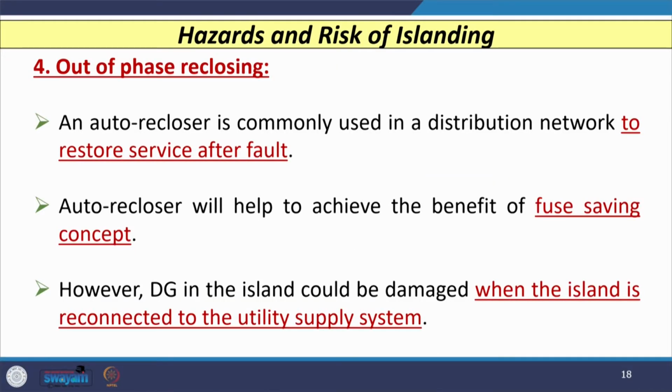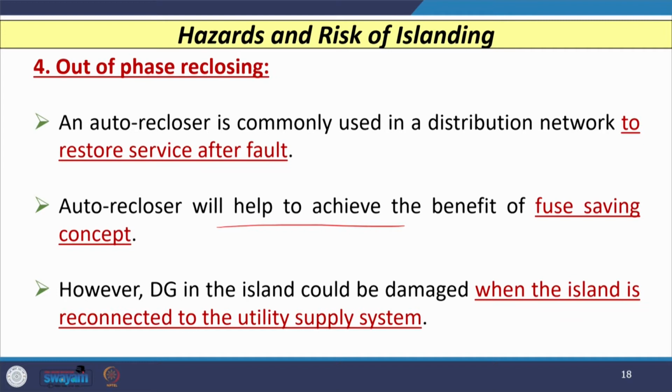The fourth important issue is the out of phase reclosing. We know that auto reclosers are widely used in distribution networks, and the main reason is we want to restore the service after the occurrence of temporary faults, because whenever a fault occurs, 80 to 90% of faults are transient or temporary in nature, and we do not want to operate the breaker and leave it in open condition till manual intervention. So, in temporary or transient faults we want to reclose the breaker immediately after 300 milliseconds, and that will restore the supply immediately after the occurrence of a transient fault. So, auto recloser will help to achieve the fuse saving concept.